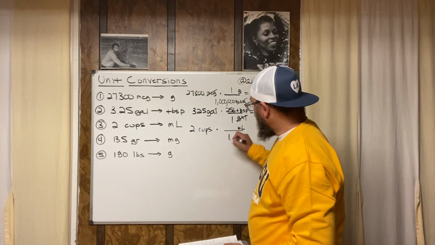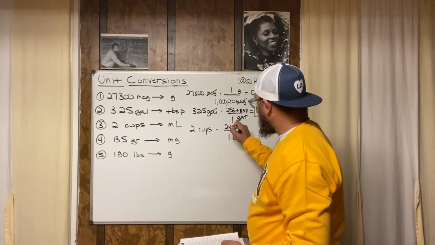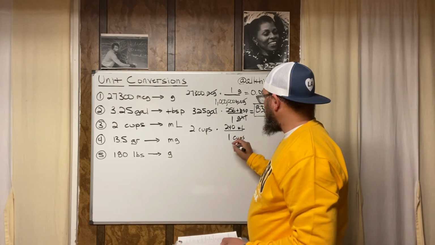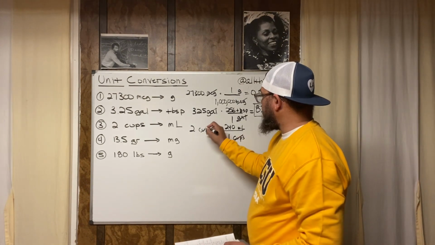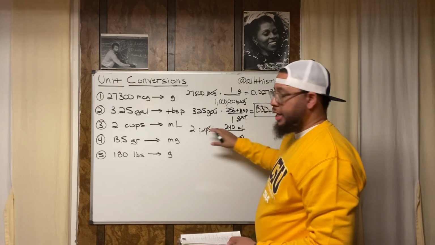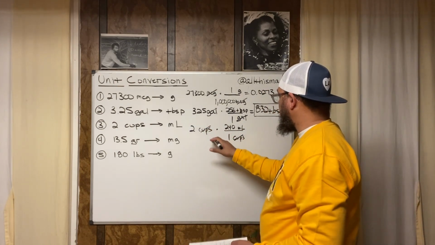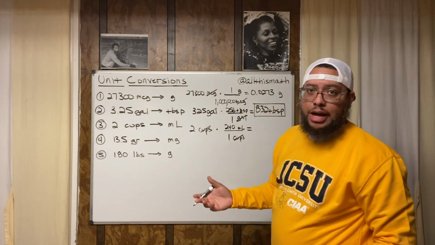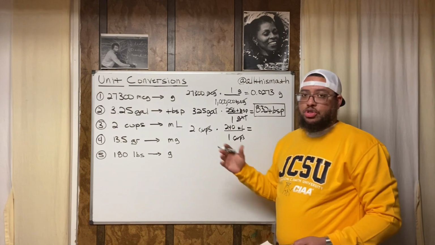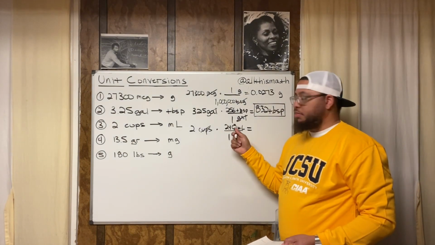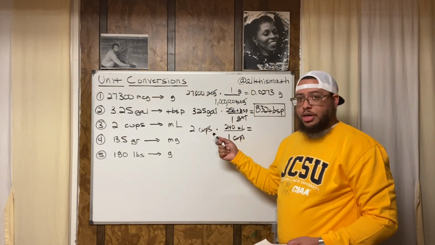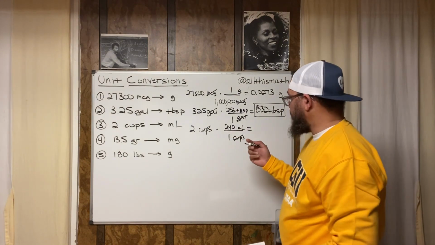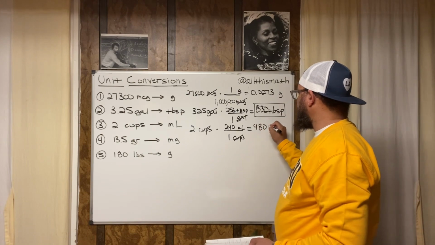So 1 cup is equivalent to 240 milliliters. Now we got cups divided by cups, that leaves 1. They cancel out, because they're the same thing. Then I do 2 times 240. I do the mental math, I don't need a calculator for that. Think about the distributive property. Break this down into 200 plus 40. 2 times 200 is 400. 2 times 40 is 80. So 400 plus 80 is 480. So this is 480 milliliters.